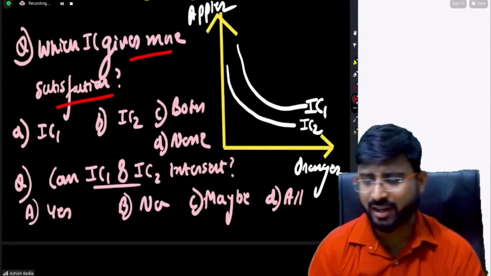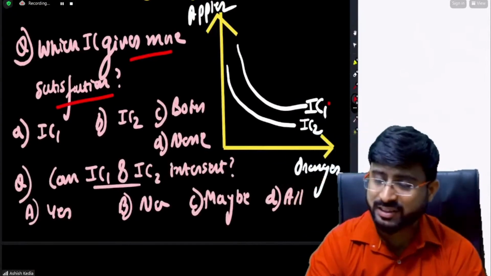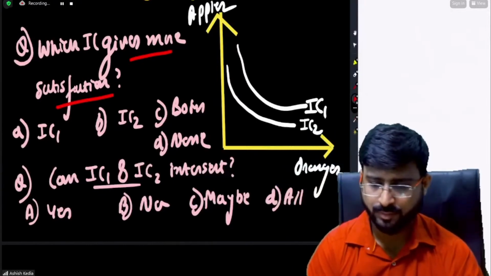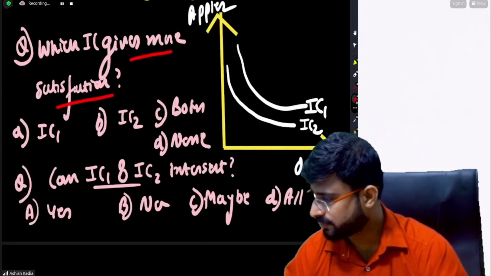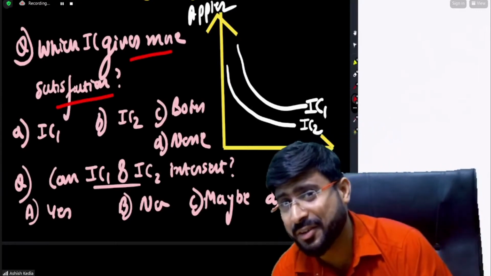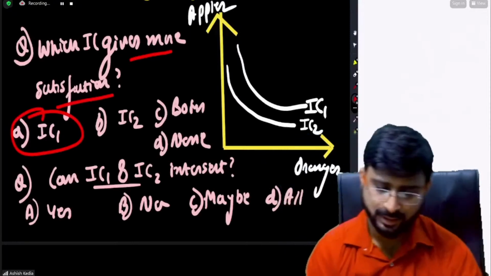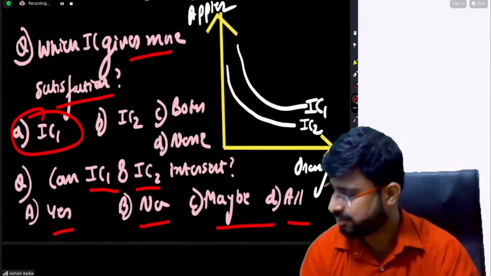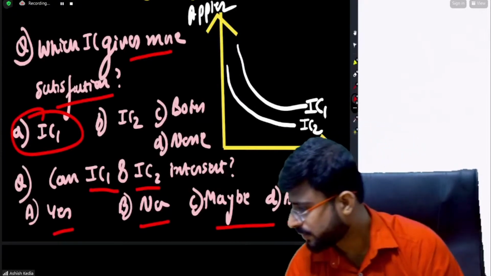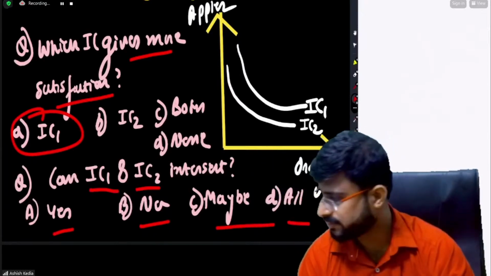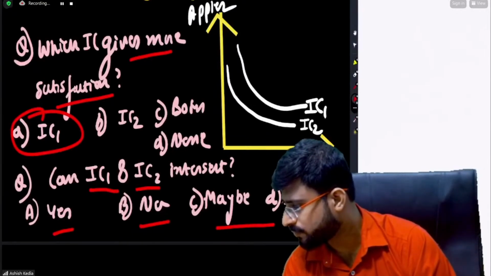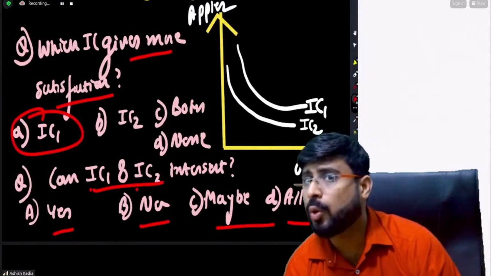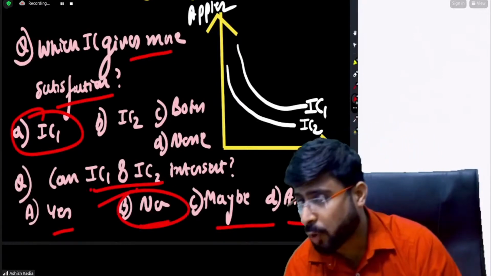Next, which indifference curve in the diagram will give more satisfaction? We are doing diagram based practice now. IC1 or IC2? Which one do you think, guys, will give more level of satisfaction to the consumer? Yes. Higher indifference curve gives more level of satisfaction. So answer will be indifference curve 1. Next question is, can indifference curve 1 and 2 intersect? What do you say? Yes, no, maybe, or all of these are correct. Yes, Arpan, Gautam, correct. Palak, correct. The answer is no, they cannot intersect. We have done this property very recently.